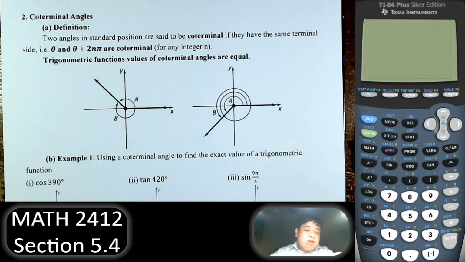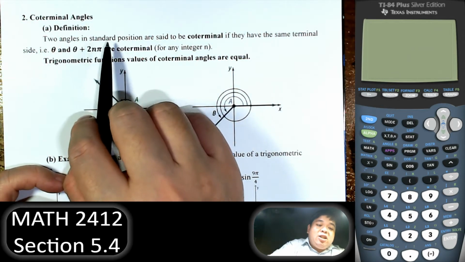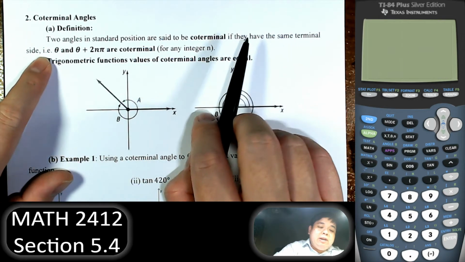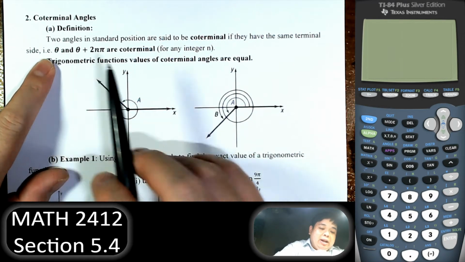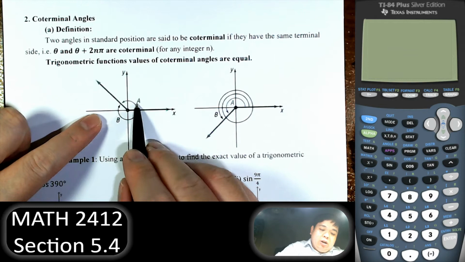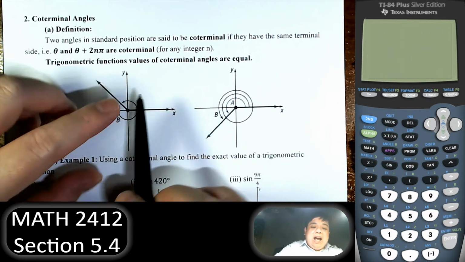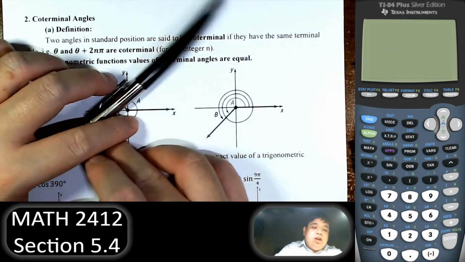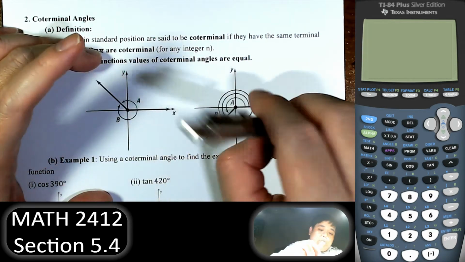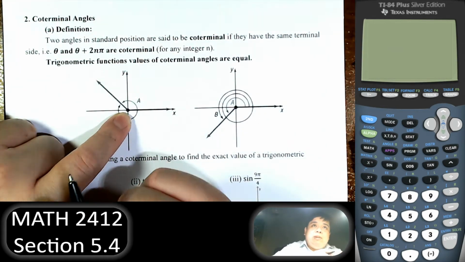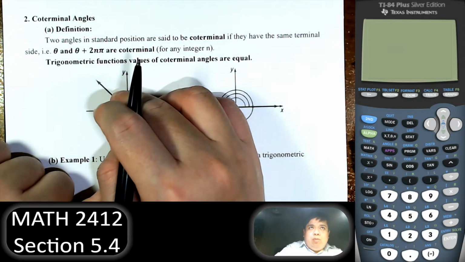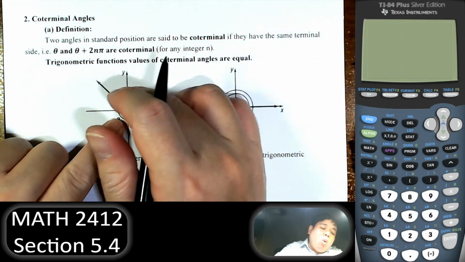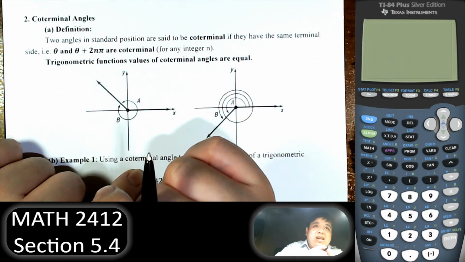So coterminal angles: two angles in standard position are said to be coterminal if they have the same terminal side, meaning that we may go in this direction or that direction, as long as the terminal ray is the same. Of course, the initial ray must be the same. We start from the positive x-axis and we rotate. Counterclockwise is positive. Clockwise is negative.